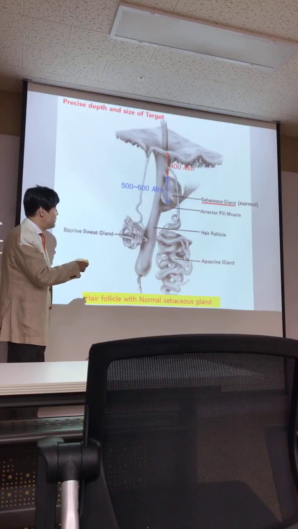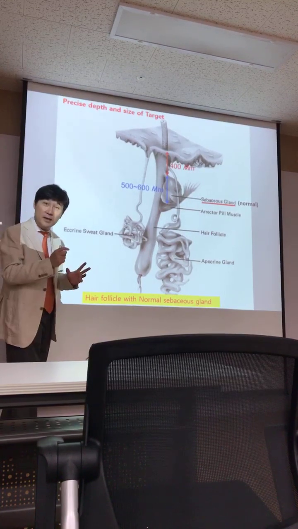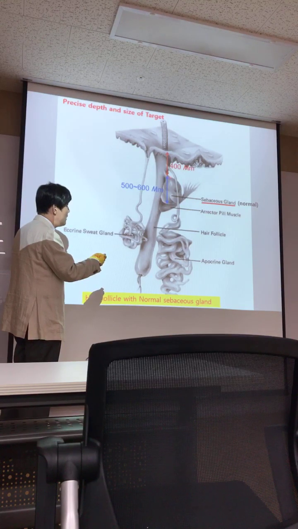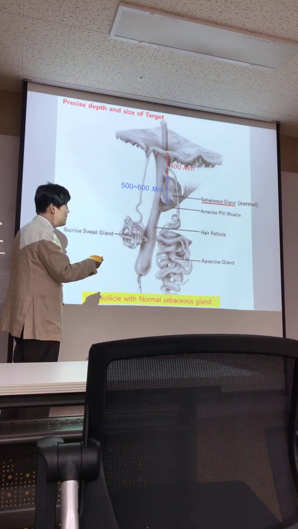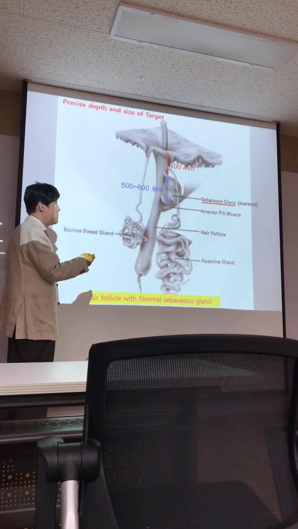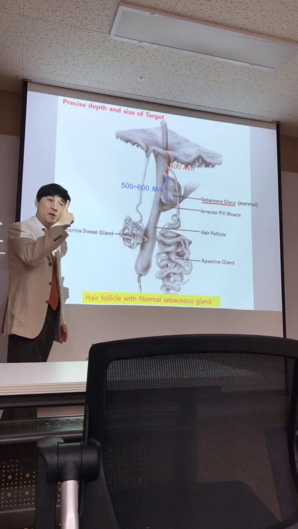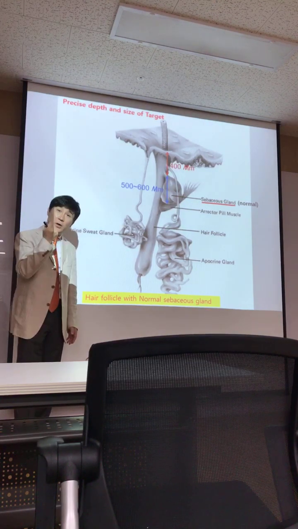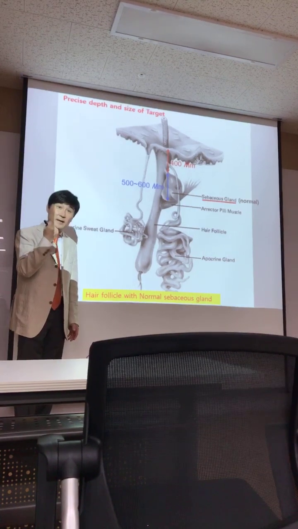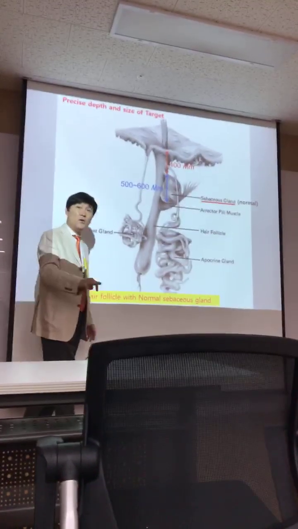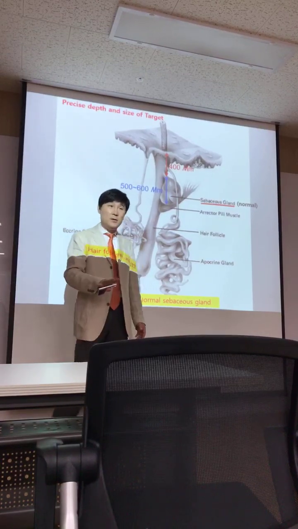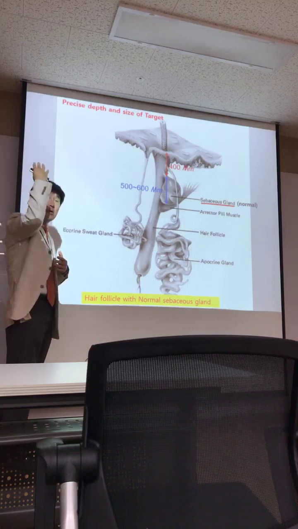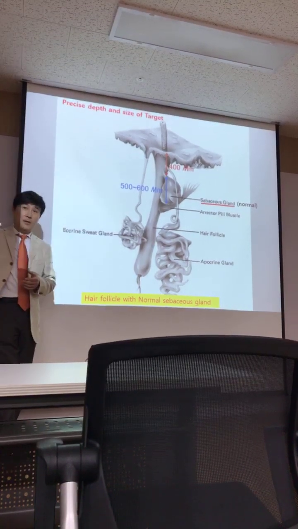So to destroy the sebaceous gland of acne, we should make the non-insulated part of the needle at least 1 millimeter. And the sebaceous gland is oil, a kind of fat, so it has very low electrical conductivity. So we should increase the power or increase the time.